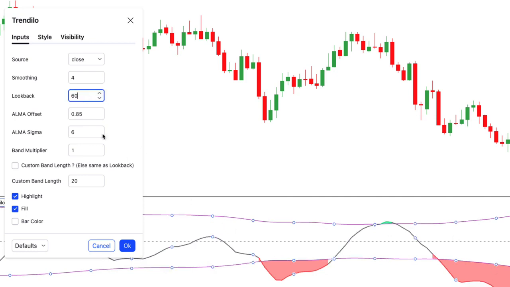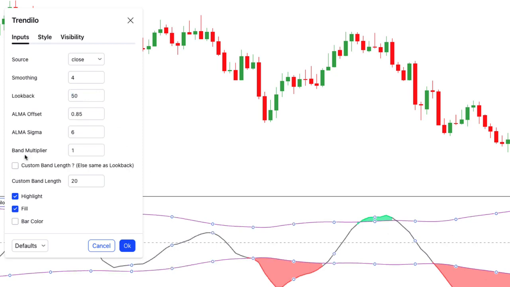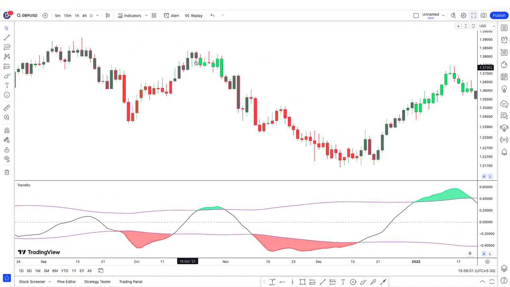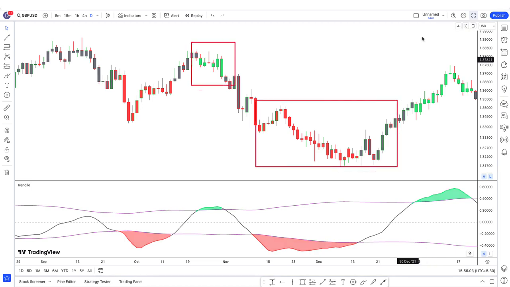Additional options are available for fine-tuning signal calculations. However, we'll only enable the bar color option in this case. This will enable us to visually observe on our candlesticks when the price is in overbought or oversold territory.